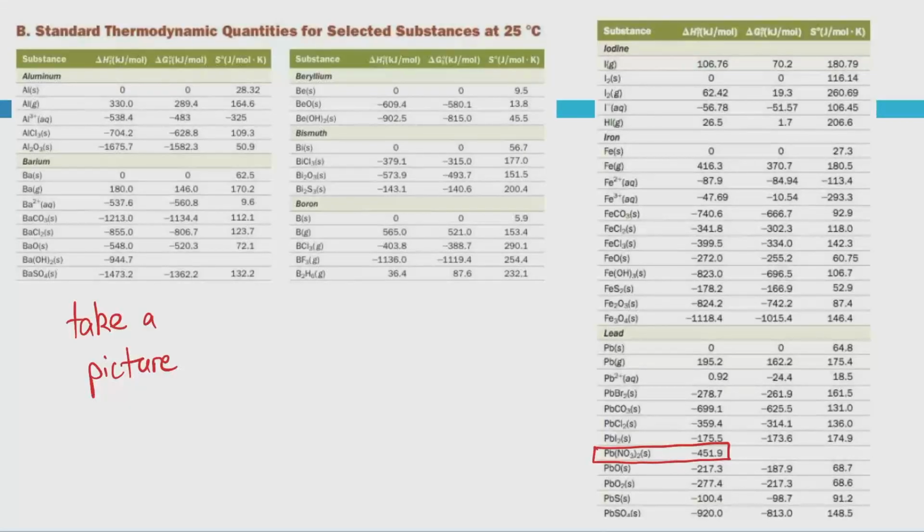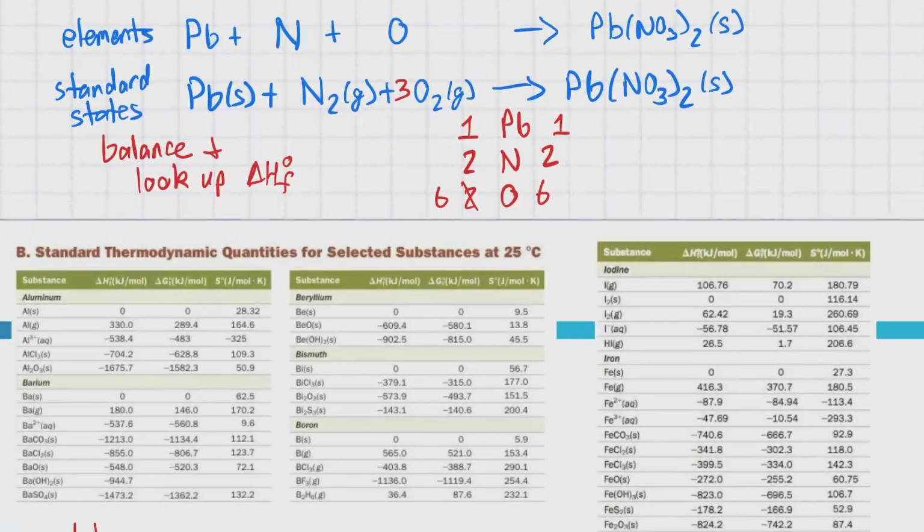So this is another table. I think it's from the appendix, some table B from somewhere, that's got a bunch of thermodynamic quantities. We haven't learned about delta G standard F or S standard. We haven't learned about either of those things, so we're just looking at the first column, and we find our lead 2 nitrate over here. It's got a value of negative 451.9.